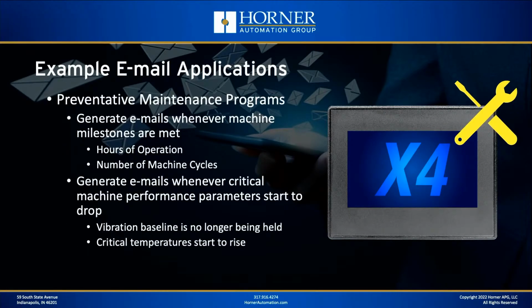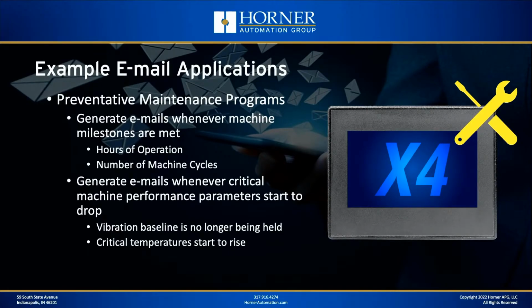Let's talk about using email for preventative maintenance programs. Maybe you want to generate an email whenever a machine hits a certain milestone. Maybe that's a certain number of hours of operation. Maybe that's a certain number of machine cycles. When either of those conditions occurs, maybe you want to send an email that says, hey, the machine's been running for 1,000 hours. It's time to do some preventative maintenance. Or maybe it's not based on hours of operation, but in machine cycles. You get the idea.